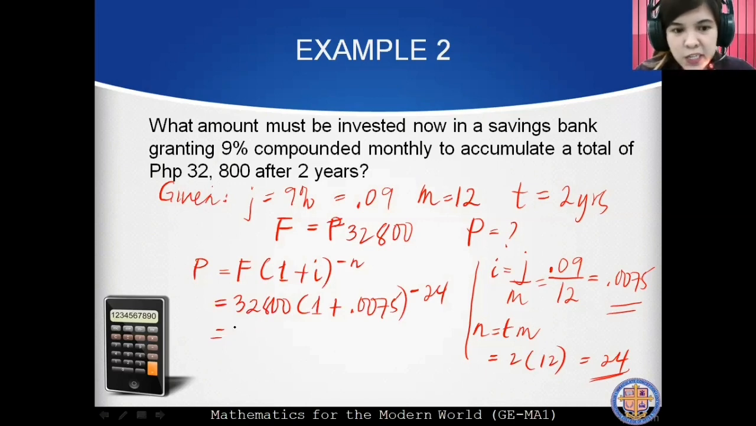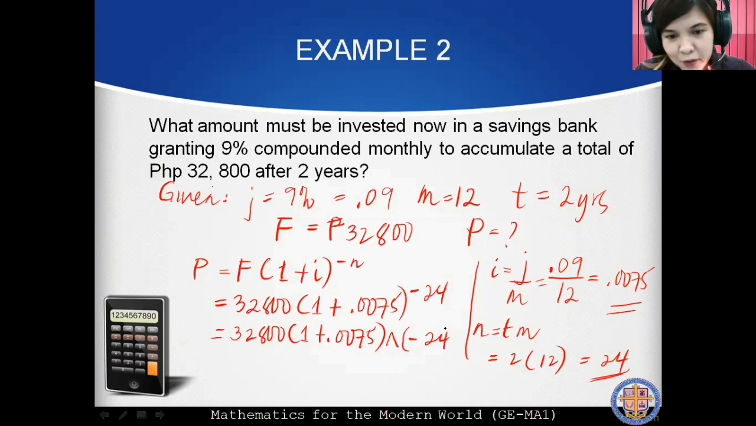So this is what you will do on a scientific calculator. 32,800, open parenthesis, which is available on the calculator, 1 plus 0.0075. Then find this symbol, which means raised to, open parentheses, negative 24, close parentheses. This is so that there is no error. You need to follow that format when pressing in the calculator. I advise a scientific calculator.